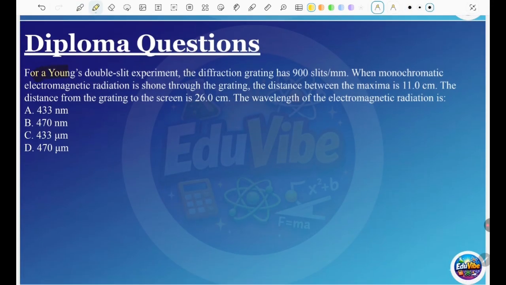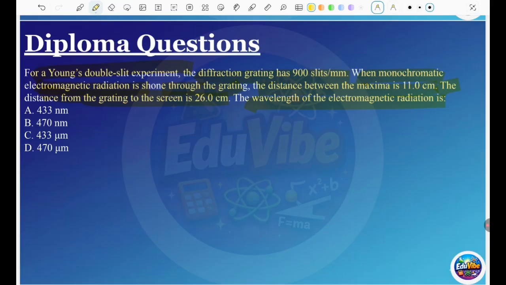The question says: for a Young's double slit experiment, the diffraction grating has 900 slits per millimeter. When monochromatic electromagnetic radiation is shone through the grating, the distance between the maxima is 11.0 centimeters. The distance from the grating to the screen is 26.0 centimeters. Find the wavelength of the electromagnetic radiation. Make sure your wavelength is in nanometers or micrometers, as mentioned.